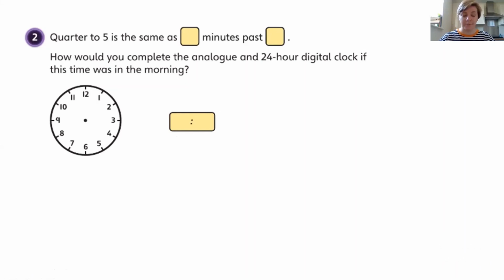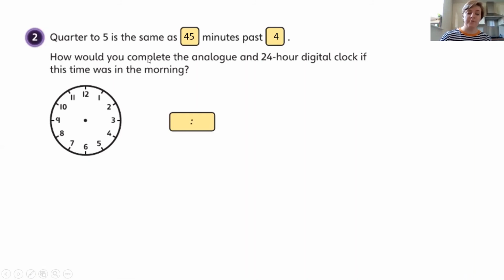Okay, let's have a go. So 4:45, I know that 4:45 means that my minute hand is on the 9. So I know that that is 5, 10, 15, 20, 25, 30, 35, 40, 45 minutes past. That's 45 minutes past. And if it's 4:45, it's not quite 5 o'clock yet. So the hour before 5 o'clock is 4. It's 45 minutes past 4.